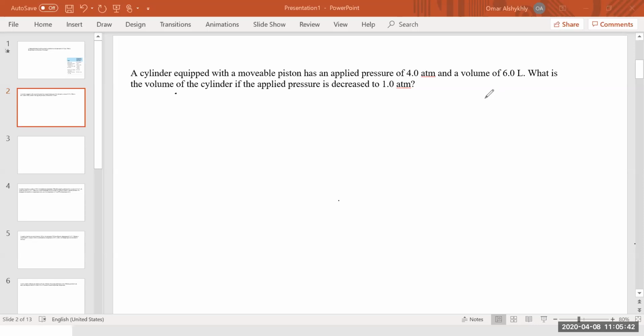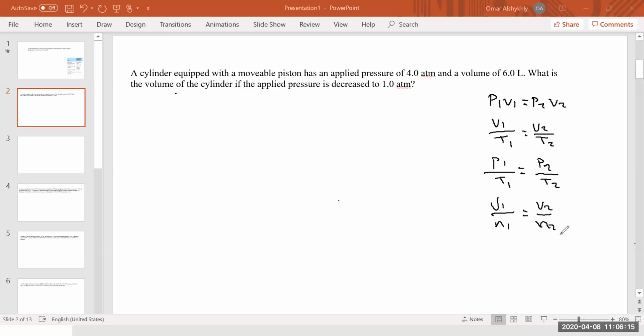Yes, when you have two situations, initial and final, it means a change in the situation. It could be one of these equations: V1 divided by T1 equals V2 divided by T2, P1 divided by T1 equals P2 divided by T2, or V1 divided by n1 equals V2 divided by n2, or the combined gas law, which is P1 V1 divided by T1 equals P2 V2 divided by T2.